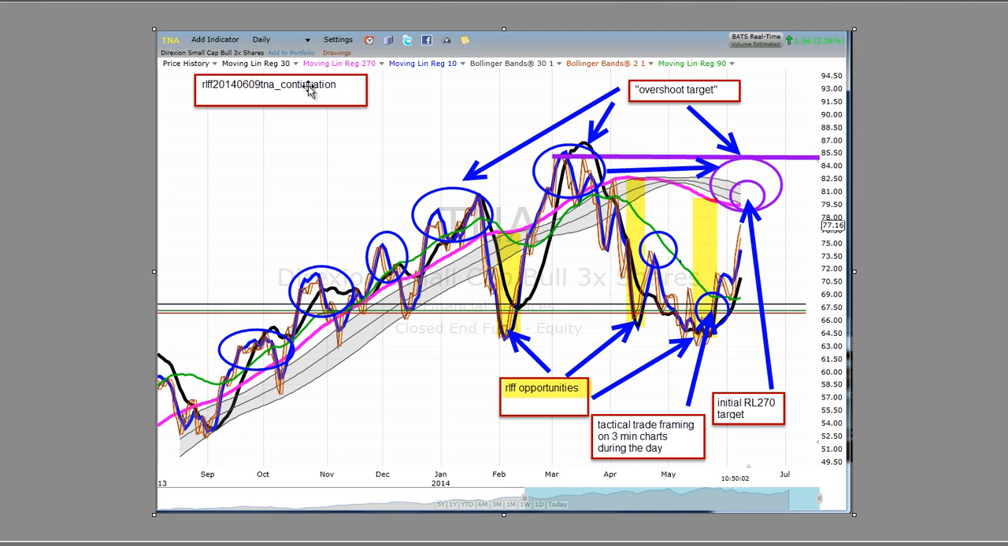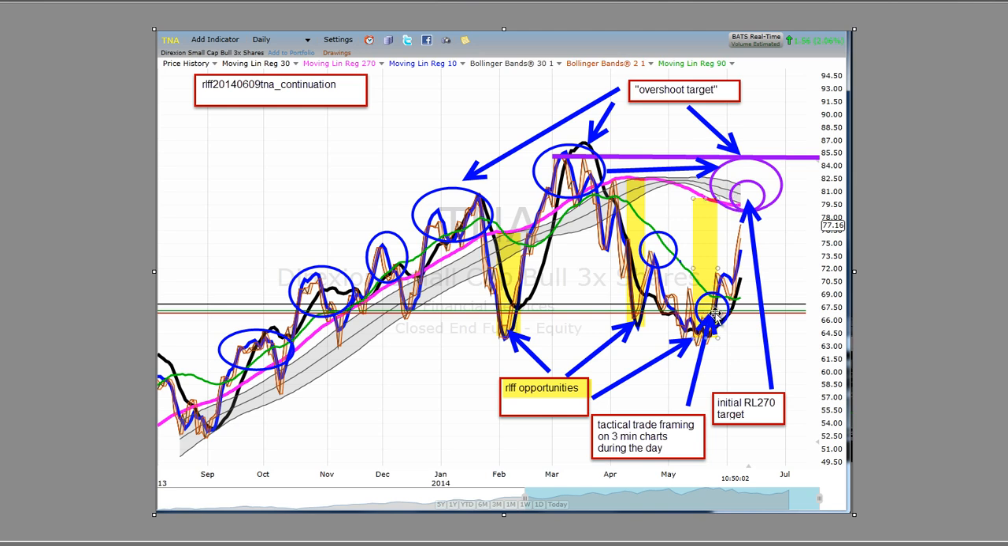And so now we've added the 90 and 270. So the opportunities now are these yellow highlighted regions between the 10 and the 270. And after this bottoming action, you can see that price has now moved out to get back to the 270. It's pretty close, within a couple bucks. These green and red lines, if we had drilled down to 3-minute charts here, we could see some trades that we were doing in this blue circle, intraday tactical trades that we actually earned some money on, and use that to fund the longer term swing trade. We were hoping to get back to the 270.